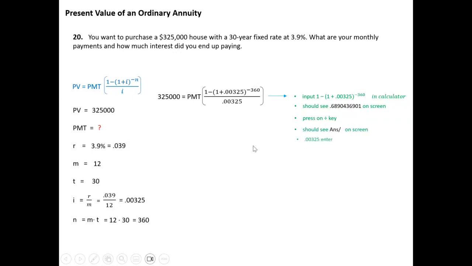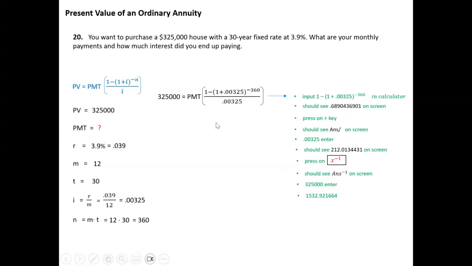Then you're going to enter 0.00325 and enter it, and this is what you should see on your screen: 212.0134431. Then you're going to hit the inverse key, because it's like multiplying by the inverse. And then this is what you see on your screen. Then you're going to enter the 325,000, and this is what you should see.